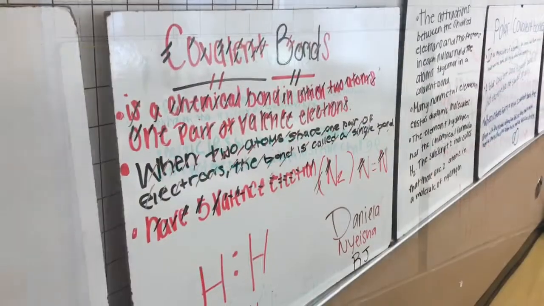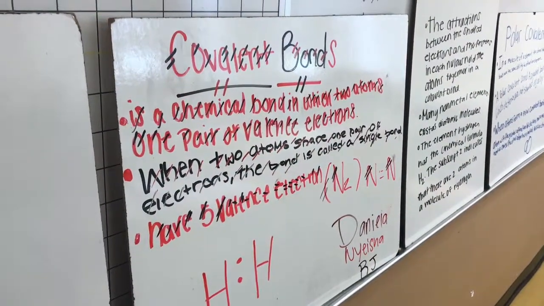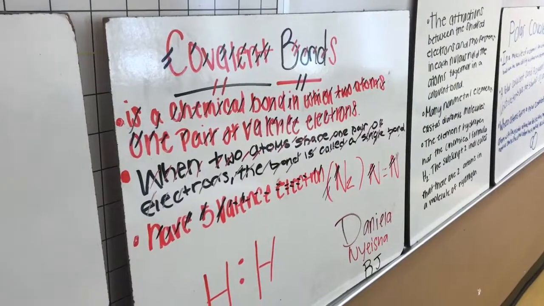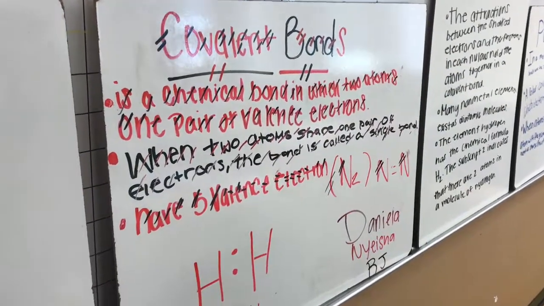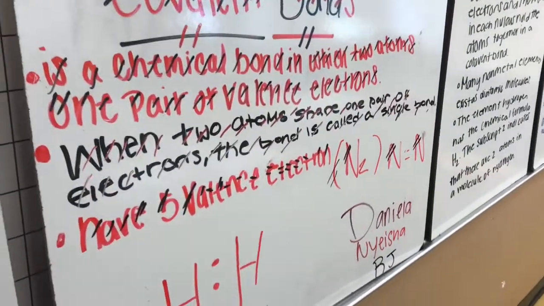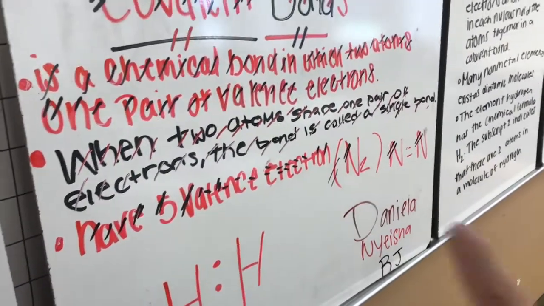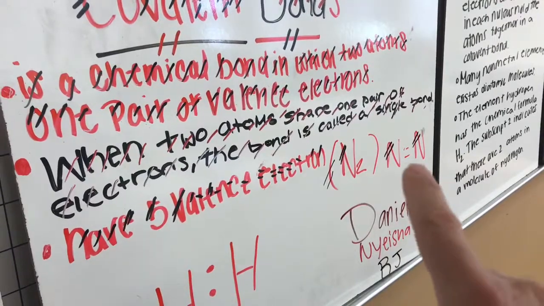Good job. Jay, tell me about covalent bonds. It's a chemical bond in which two atoms share one pair of valence electrons. And when two atoms share one pair of electrons, the bond is called a single bond. And it has 5 valence electrons. All right, so nitrogen has 5 valence electrons, and then they would share to make a double bond.